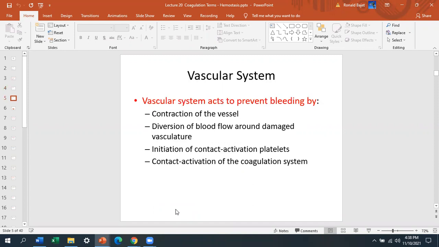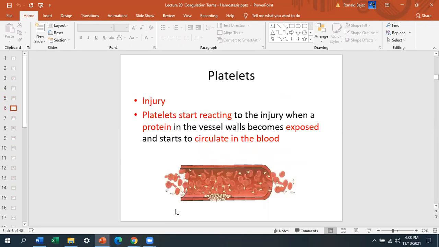The vascular system acts to prevent bleeding by contraction of the vessel, diversion of blood flow around the damaged vasculature, initiation of contact activation of platelets. That's actually the start of the healing process to an injury, and the clot activation of the coagulation system. That's actually the formation of fibrin. So that, with the platelets, goes hand in hand in injury repair.